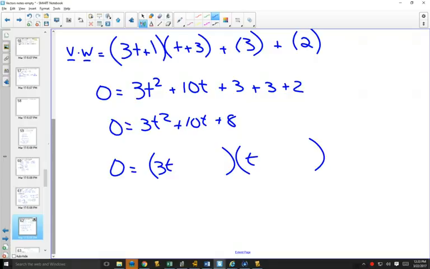Trying to factor this. Does it factor? Plus 4 and plus 2 makes 6. Yeah, there we go. Outside is 6, inside is 4. That makes 10. So that means t is negative 2, or t is negative 4/3.